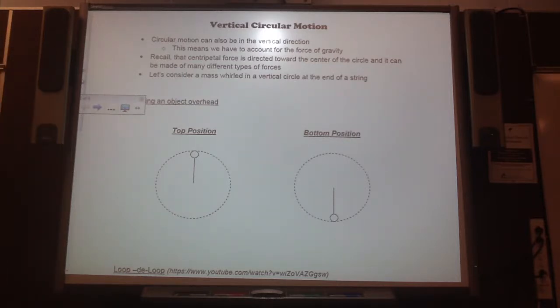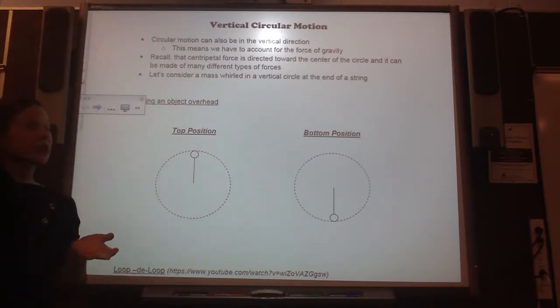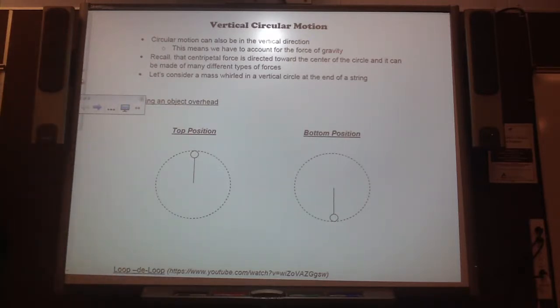Alright, so that's what this says. Let's consider a mass whirled in a vertical circle at the end of a string. The string would be like my arm. I would be the center of the circle. My shoulder would be the center, and my arm would be like the string, the radius, right?